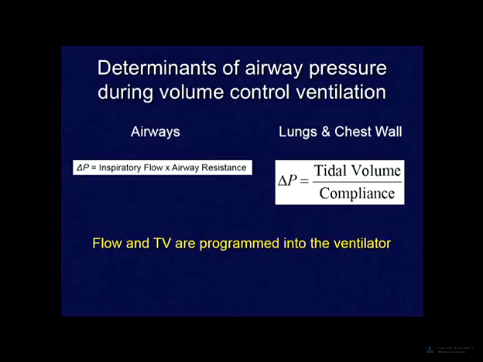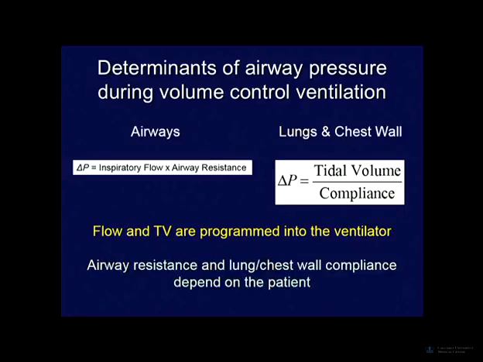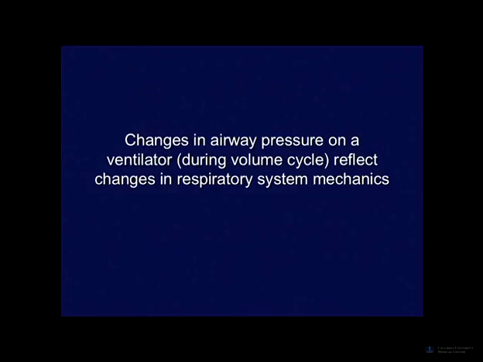So in these scenarios for volume cycle ventilation or volume control ventilation, you set those parameters, but the patient is going to be dictating the rest. The pressures are not set. The pressures are a consequence of the flow and the volume, but also the patient's lungs, chest wall and airways characteristics. So changes in pressure on the ventilator are going to reflect changes in the respiratory system mechanics.